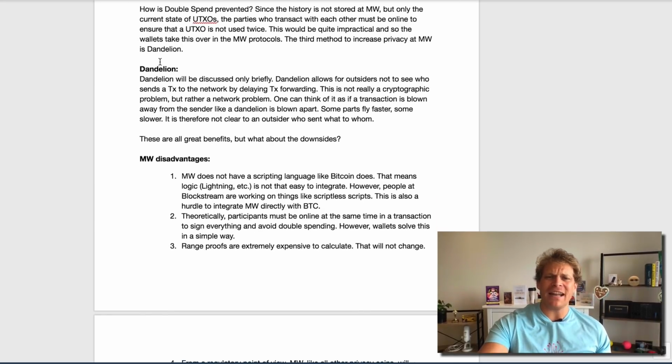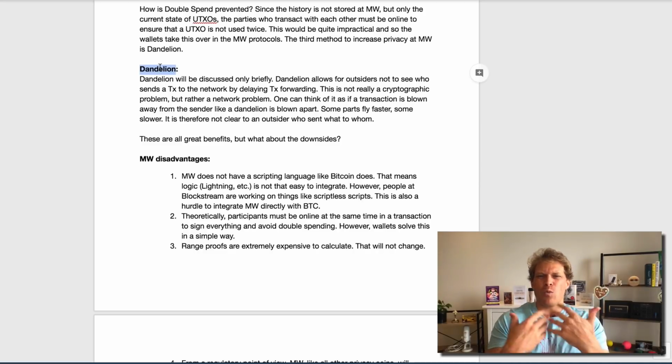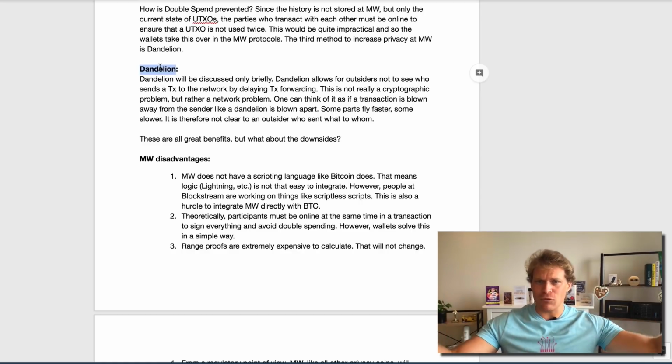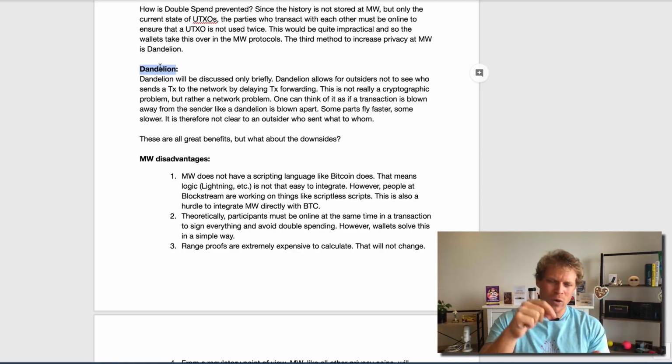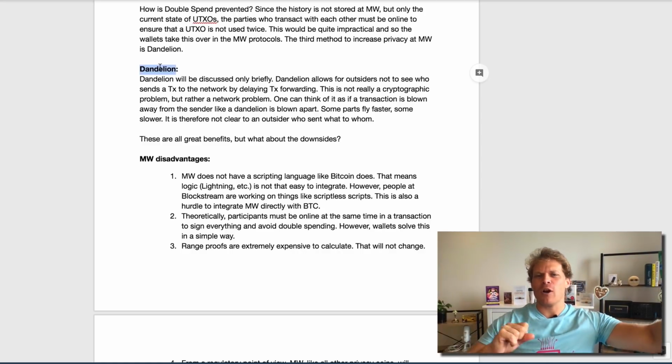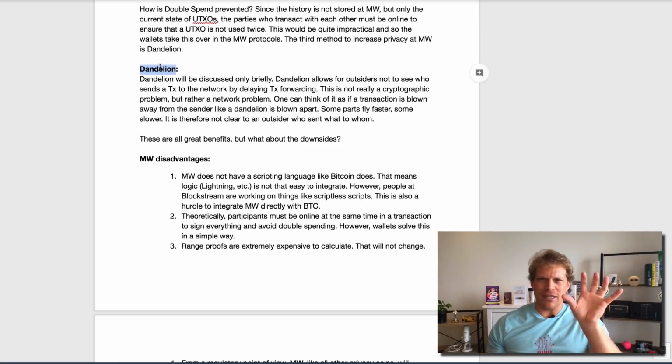Let's briefly cover Dandelion. Dandelion is not necessarily a cryptographic concept, it's more of a network concept. Basically what you do is, instead of sending out the transaction in Mimblewimble and then everyone sees where it arrives, and because of the delay you can know who it is, it works like a dandelion. So you blow and then it goes out. Some parts go quicker, some parts go slower, and that kind of obscures who is actually sending, who is receiving, kind of obscures all this.